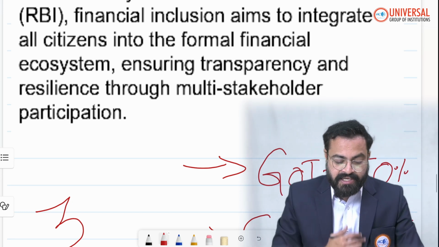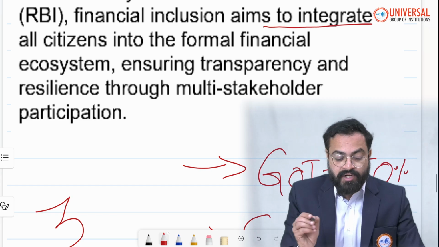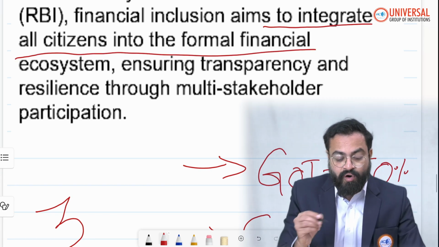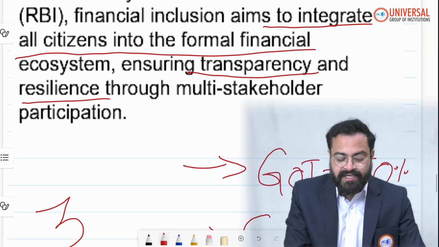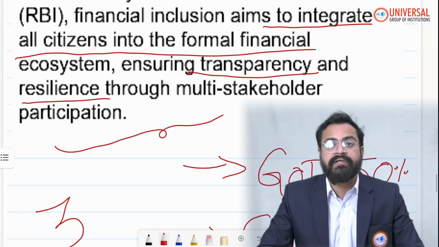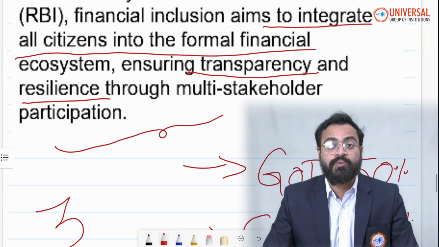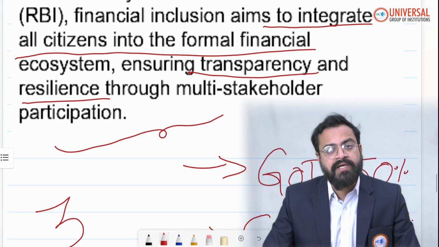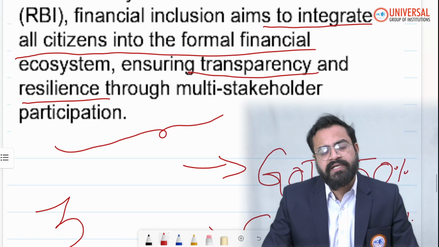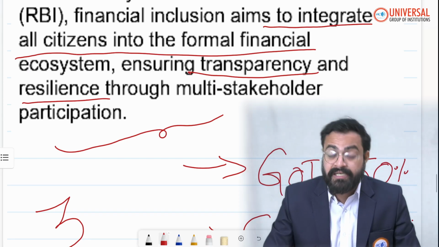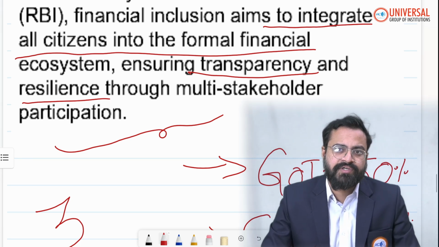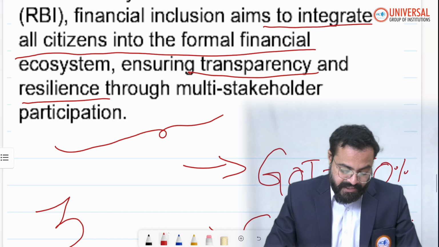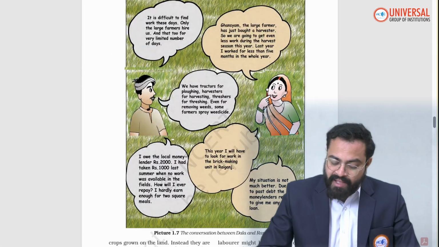Can you see here very clearly? Financial inclusion aims to integrate all citizens into the formal financial ecosystem, ensuring transparency and resilience through multi-stakeholder participation, where people have access to affordable financial services, be it an overdraft facility or the ability to access loans at affordable rates. That is what the formal credit institutions are all about. In India, the penetration of that happens to be very low.